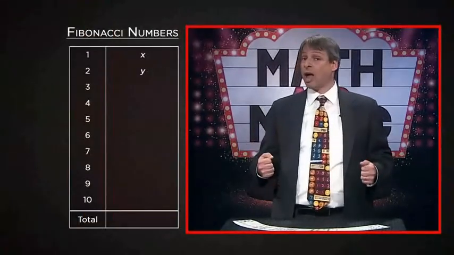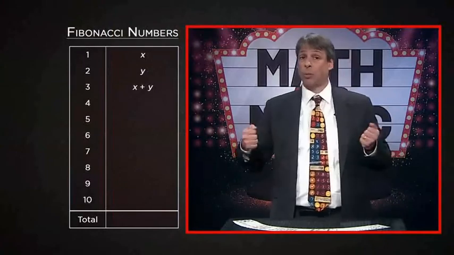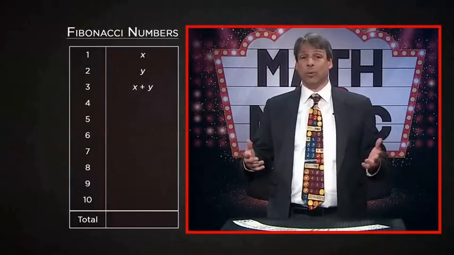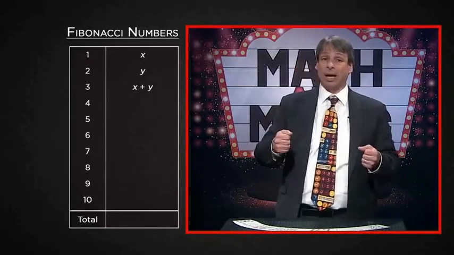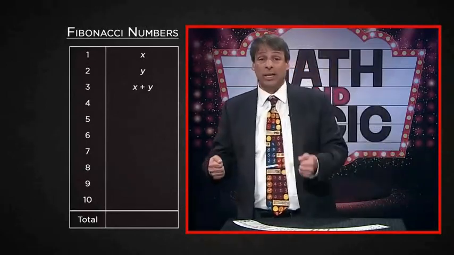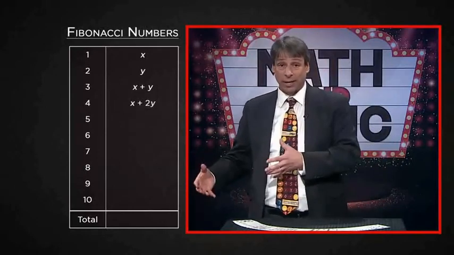I call this trick the Fibonacci sum trick because the numbers are created like the Fibonacci numbers, 1, 1, 2, 3, 5, 8, and so on. Now, I don't know what numbers you started with, so let's call them x and y. Thus, the number in row 3 will be x plus y. Now, row 4, well, that's the sum of rows 2 and 3. So when we add y to x plus y, we get x plus 2y.